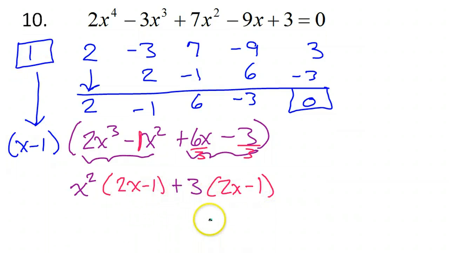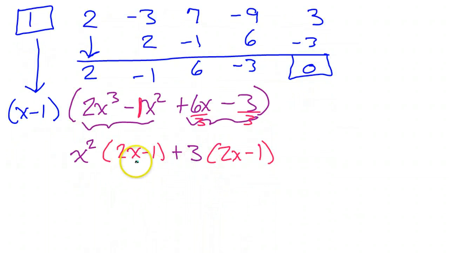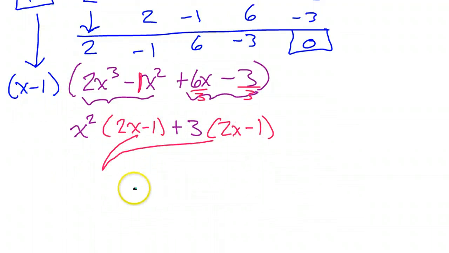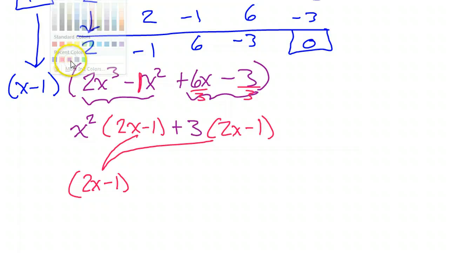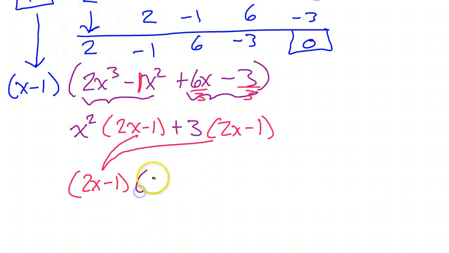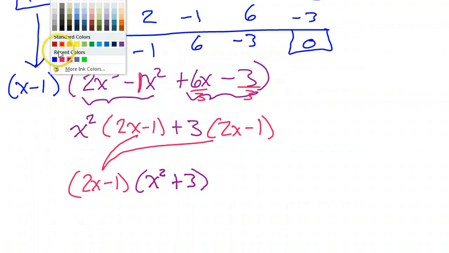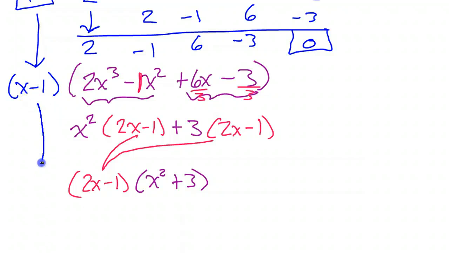Oh look, it's the same thing twice. Kind of necessary if we're going to do grouping. So let's factor out the common factor of 2x minus 1, and I like to put that out front. So there's my 2x minus 1. That is going to leave behind the purple stuff, x squared plus 3. Okay, and once again, let's just bring down the x minus 1.